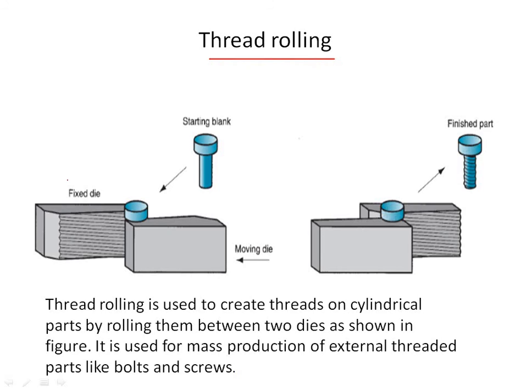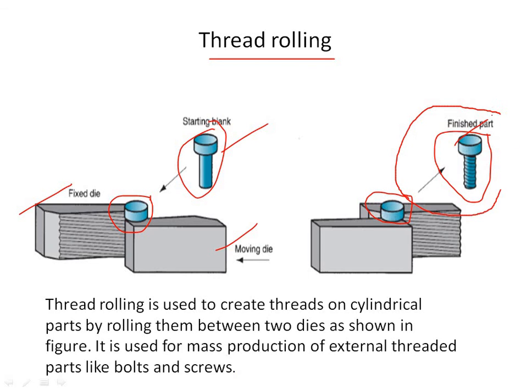Next we will be discussing thread rolling. You all can see the figure here. In thread rolling, this is a fixed die, this is the starting blank, this is a moving die, and this is the finished part obtained. The part, or the component or product, is first in this position, next it will be in this position, afterwards in this position, and lastly the finished part will be in this position.